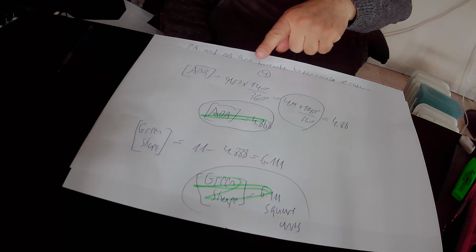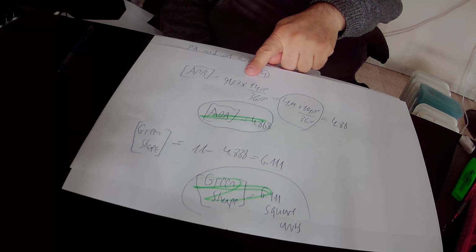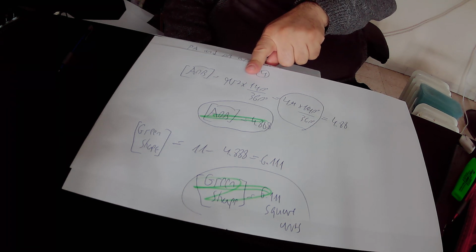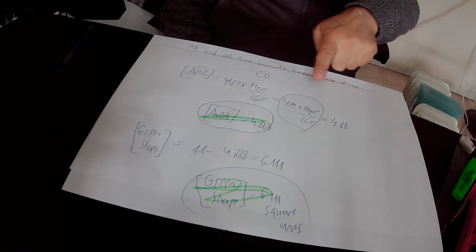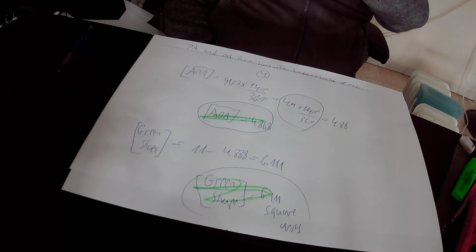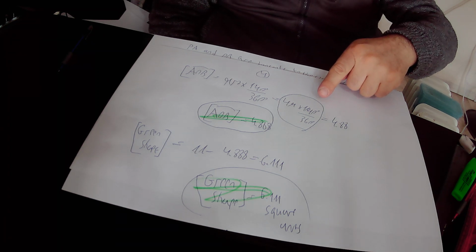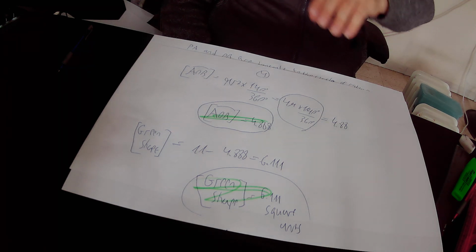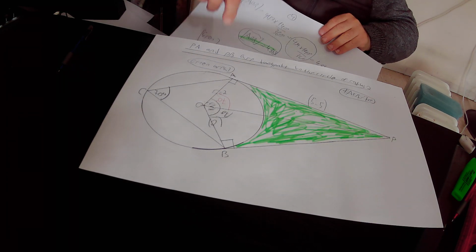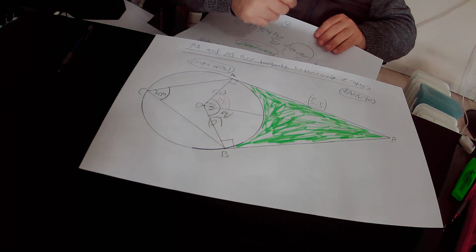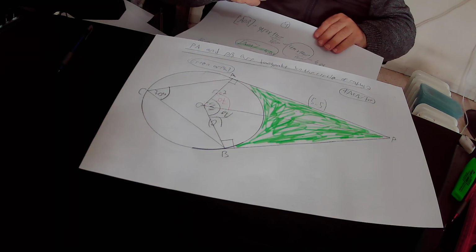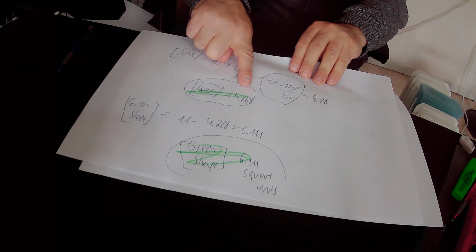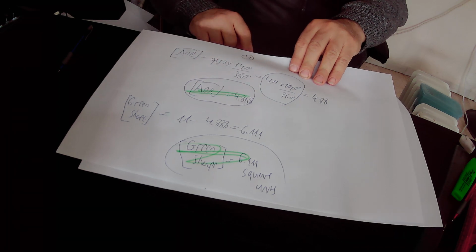R is 2, therefore r squared is 2 squared, that is 4. So the area of the circle, pi r squared, is 4 pi, times 140 degrees over 360 degrees. 4 pi times 140 over 360 is equal to 4.888. So in conclusion, the area of this sector AOB is equal to 4.888 square units.